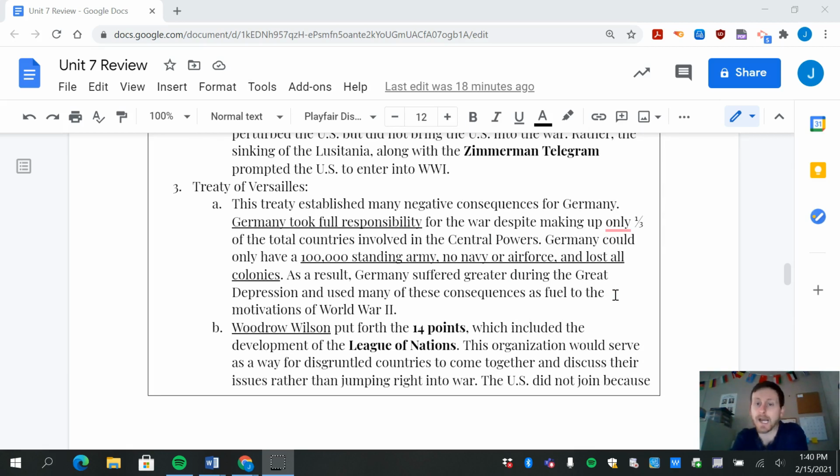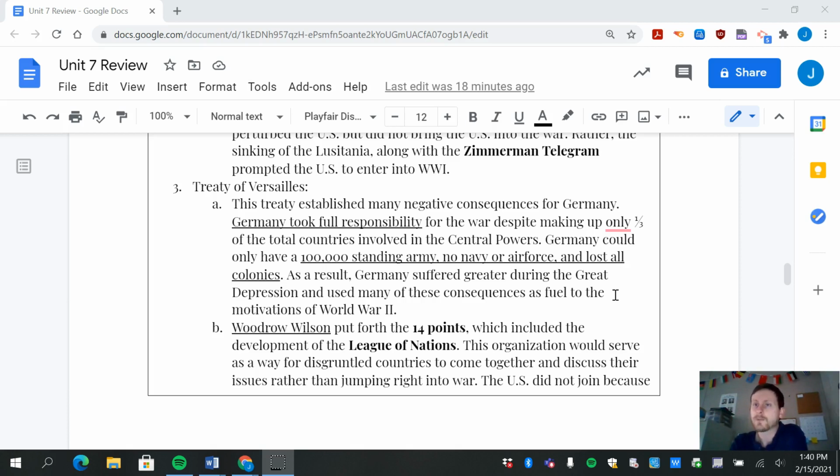Now, looking at the end of the war, one of the most important political things that's happening is the Treaty of Versailles. And what this established was that Germany was going to take full responsibility for the war. The only thing is that they only made up one out of the 3 countries that were part of the Central Powers. So in the get-go, Germany is going to get destroyed whenever it comes to this treaty. People are just gunning for Germany.